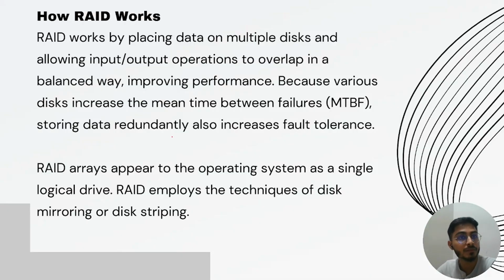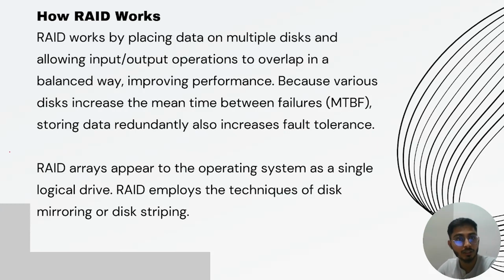How does RAID work? RAID works by placing data on multiple disks. As I told you, we place data on multiple disks. If we place the same data on multiple disks, we can simultaneously access the data from both disks. So this will definitely increase speed and performance, that is read and write operation, allowing input-output operations to overlap in a balanced way, improving performance.